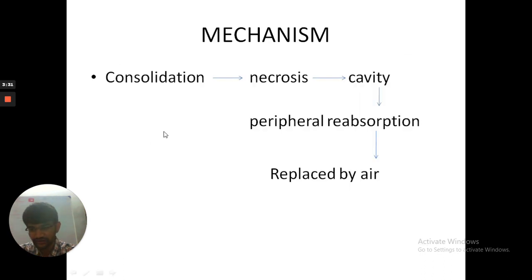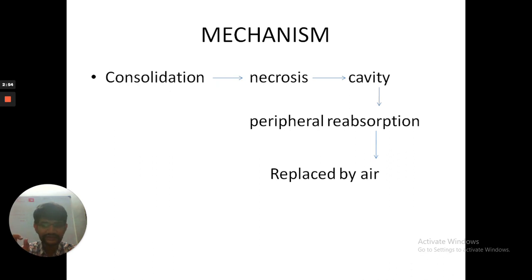First, there is the presence of a consolidation. Consolidation, as we discussed in the last video, is the replacement of air within the pulmonary parenchyma by either pus, fluid or blood. When there is a consolidation, there will be necrosis. Necrosis is microscopic death of a cell or a tissue. With consolidation, necrosis leads to cavity formation. When it is treated appropriately, there is a peripheral resorption of the necrosis, which is replaced by air. Okay, consolidation, necrosis, cavity formation, and there is a peripheral resorption, which is replaced by air.